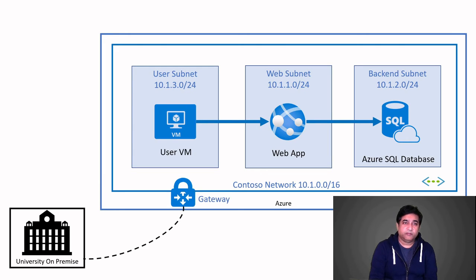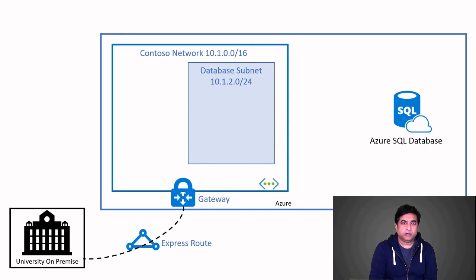Now let's bring the database inside the network. There are three different ways to integrate SQL database with a virtual network. The first one is using Azure SQL Managed Instance, or SQL Server on an Azure VM inside the network. But our university is looking for Azure SQL Database, a Platform as a Service component, due to its cost advantage and low maintenance. Let's look at the other options.